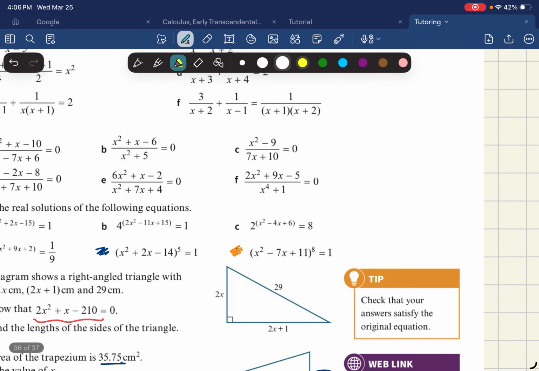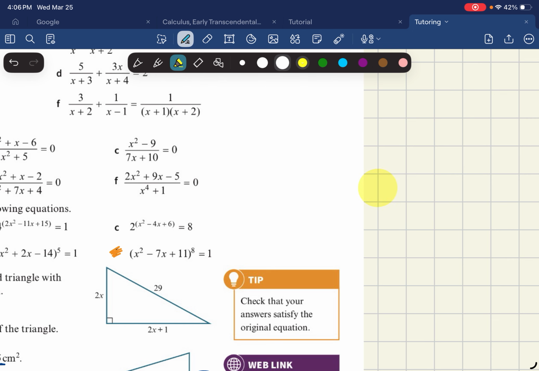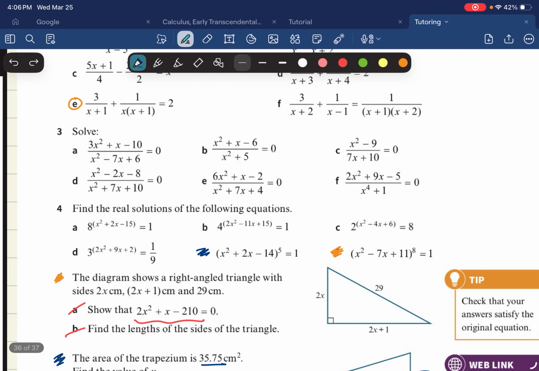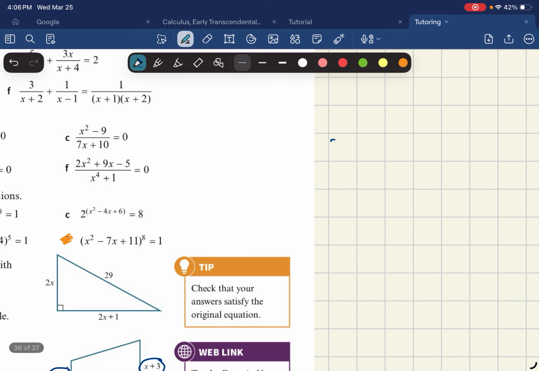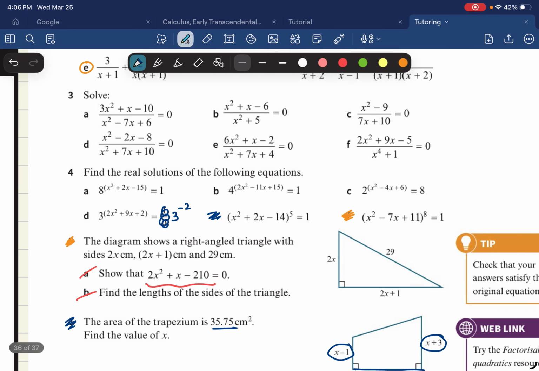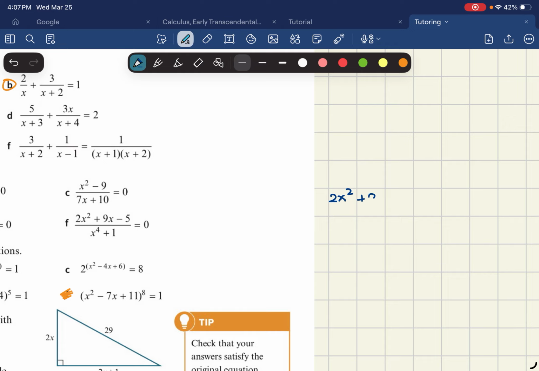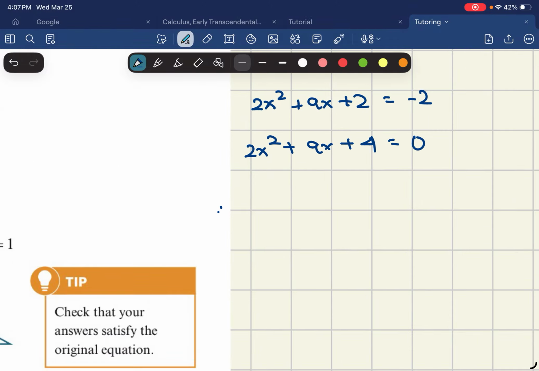3, let's do D. So we have 3 raised to, well, let's think about it. 3 raised to what power gives me 1 over 9? 1 over 9 is just 3 to the power negative 2. So if the bases are equal, the exponents must be equal. So actually what I'm trying to do is just solve for 2x squared plus 9x plus 2 is equal to negative 2. Or 2x squared plus 9x plus 4 is equal to 0. And therefore, x is just minus 9 plus or minus square root of 81.